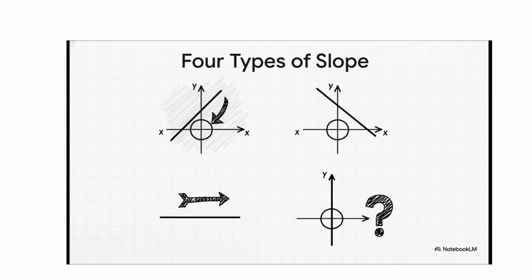Is the slope positive? The line is climbing up. Is it negative? It's falling down. A slope of 0? You're on perfectly flat ground. But what about a vertical line, like a straight cliff face? Well, the run is 0, and as you know, you can't divide by 0 in math. So we just say its slope is undefined. It is literally off the charts.